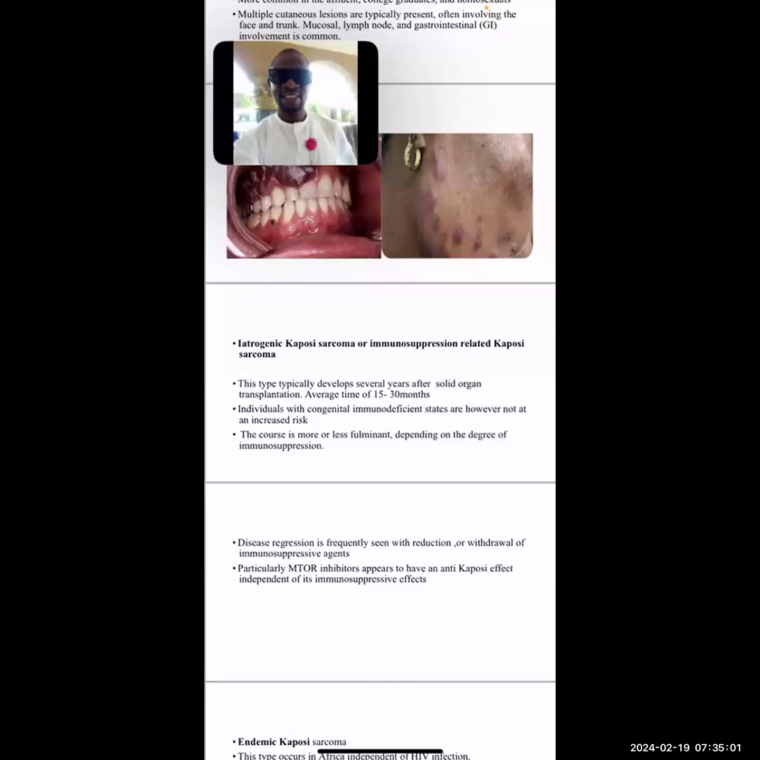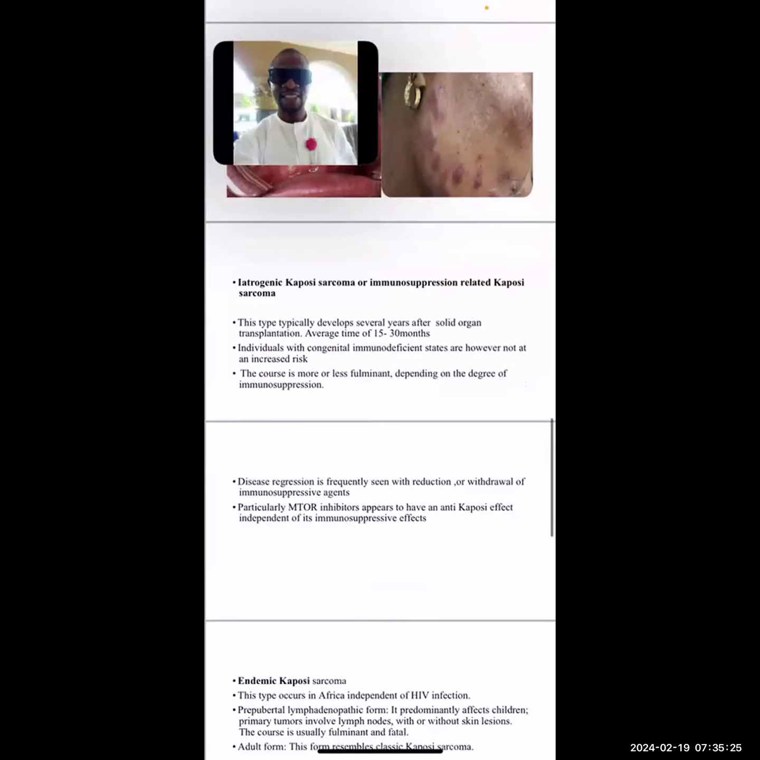And one of the drugs, particularly for kidney patients, whom we have actually seen and managed, is the use of the mammalian target of rapamycin inhibitors. So it appears to have an anti-Kaposi effect independent of its immunosuppressive effect. So when patients like this come down with it, we tend to change the medication, withdraw the other ones, and then we usually get some good results.